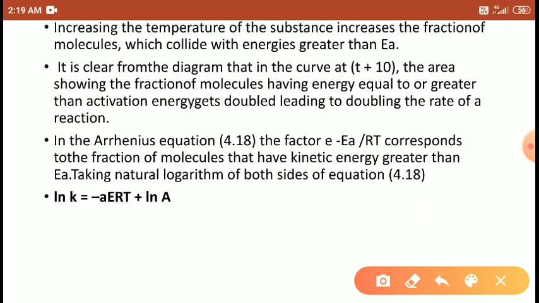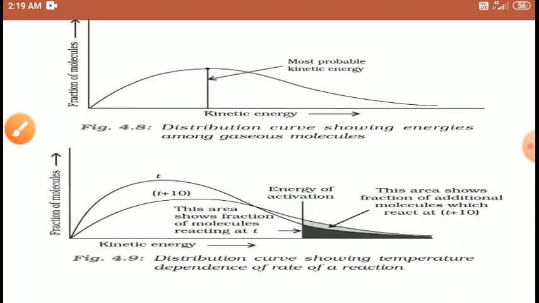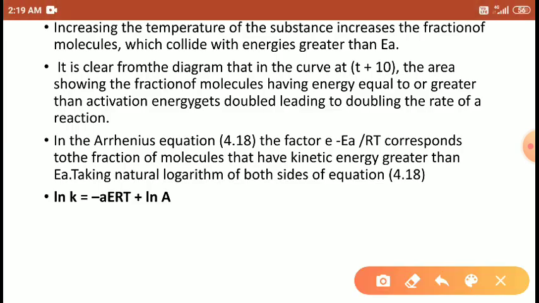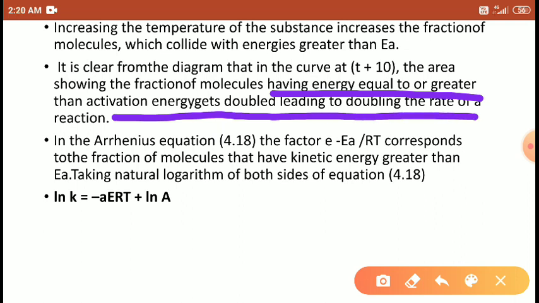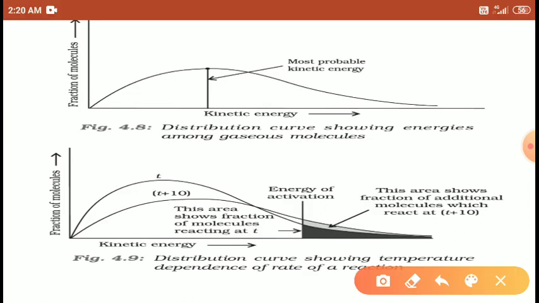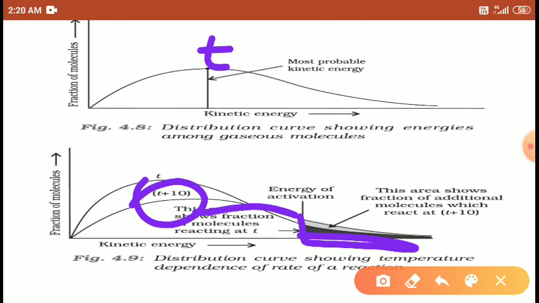So increasing the temperature increases the fraction of molecules colliding with energy greater than the activation energy. If temperature increases, the reactant particles' energy increases, and then the reactant particles collide properly. So it is clear from the diagram that the curve at T plus 10, the area showing the fraction of molecules having energy equal to or greater than the activation energy, doubles, leading to double the rate of reaction. Look here, students: at T the rate of reaction is less, while at T plus 10 the product is high as compared to this one, right, students?